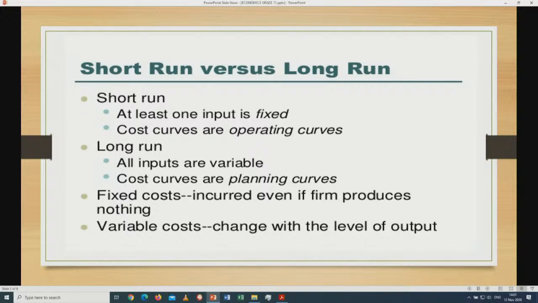Right. Fixed costs are incurred even if the firm produces nothing. That is what we have just explained and made use of an example. Variable costs change with the level of output. So what are variable costs?